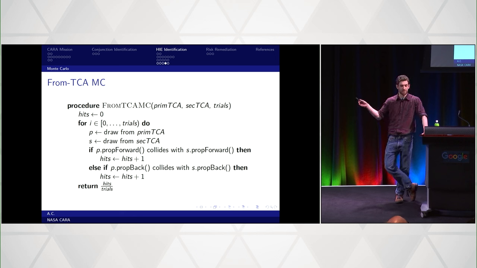And we're going to do basically the same thing, but we're going to start not at the last time that we saw the satellites. We're going to take this propagated uncertainty that we were using in our Pc algorithms, and we're going to draw from that. And then we're going to propagate forward because sometimes the collision occurs after TCA, and propagate backwards because sometimes it occurs before. And otherwise, it's the same algorithm. We just return hits over trials, and if we want to be actually robust, we do a little bit of statistics to get a bound on our certainty, but yeah, details.